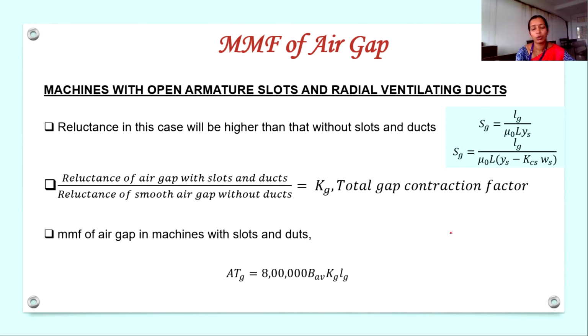Now we know another parameter Kg. We have defined a constant Kg known as total gap contraction factor, and it was the ratio of reluctance of air gap with slots and ducts to the reluctance of smooth air gap without ducts, and that ratio equals Kg.